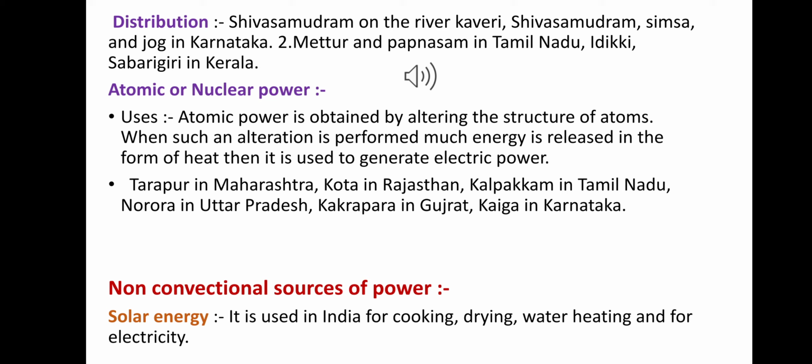Next, atomic and nuclear power. It is obtained by altering the structure of the atom. When such an alteration is performed, much energy is released in the form of heat. It is used mainly for generating electricity, and it is found in Tarapur in Maharashtra, Kota in Rajasthan, Kalpakkam in Tamil Nadu, Narora in Uttar Pradesh. You have to remember these few names.